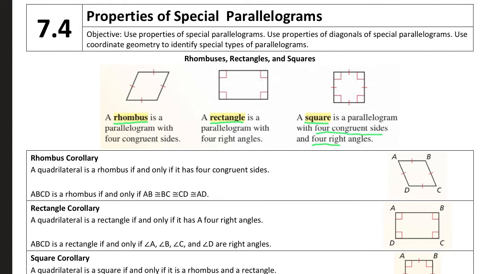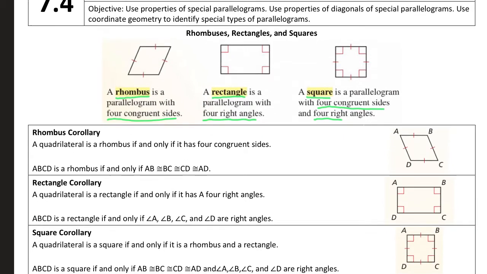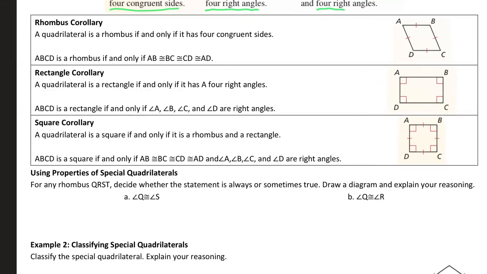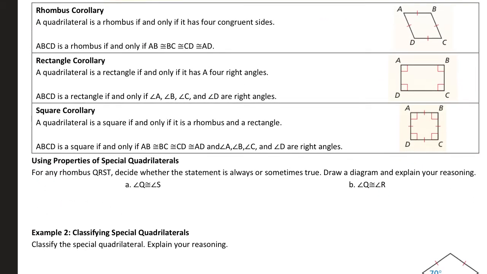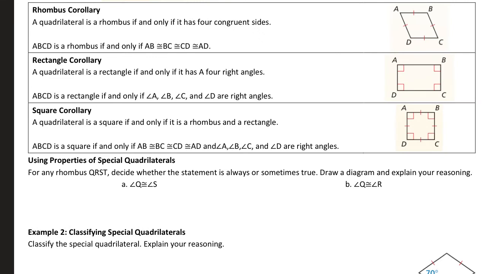Okay, so those are the big properties of a square. Rectangle, parallelogram with four right angles. Rhombus, four congruent sides. So they have all the other properties of a parallelogram. Opposite sides are parallel, opposite sides are congruent, opposite angles are congruent. So there are a lot of things to remember, but essentially we got to remember that they're all still parallelograms.